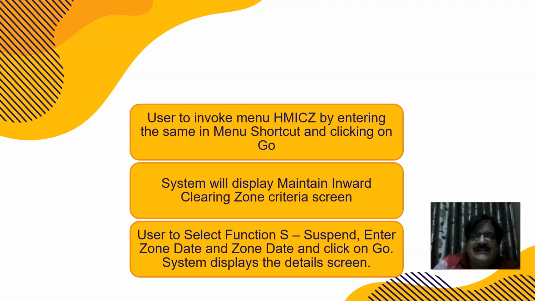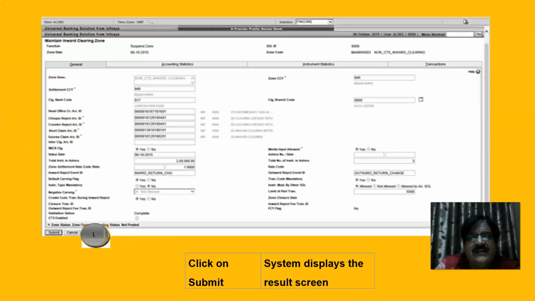Invoke menu option HMICZ by entering it in the menu shortcut and clicking on go. The system will display the Maintain Inward Clearing Zone Criteria screen. For function choose suspend, enter the zone date and zone code, and click on go. The system displays the screen. This is how it appears. You can see here the screenshot, and when the system displays this result screen it means the zone has been suspended. Always remember these menu options; the zone can be suspended, or we can unsuspend also.